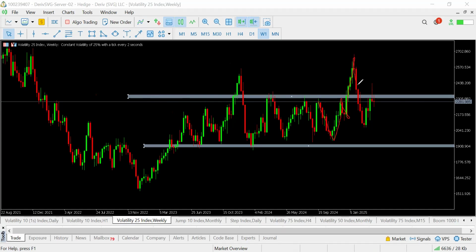The market came back down, almost took out the lower part of this W and then came back up. But now the market has come to a key point within the range, and there's a long rejection candle showing that the market wants to go downwards.